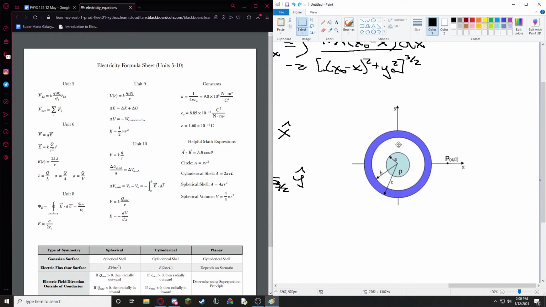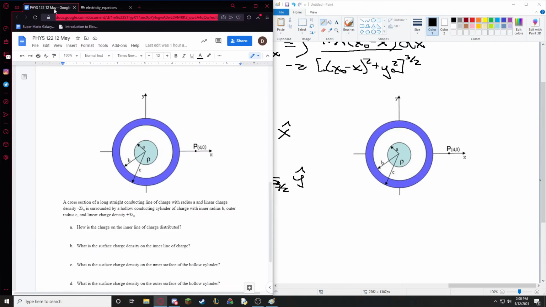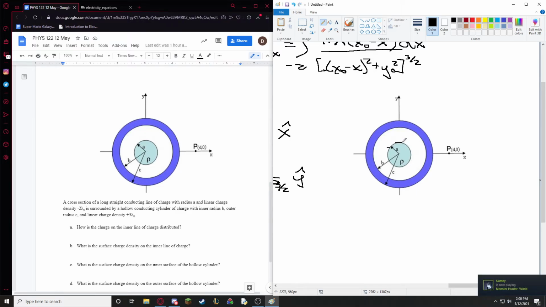I think the keyword there is the conducting line of charge. Mm-hmm, exactly. So it's going to be on the outer. Exactly. Right rule. So it's going to be all on the outer edges. So it's going to look something like this. We're going to have a bunch of little negative charges all along the outer edge.